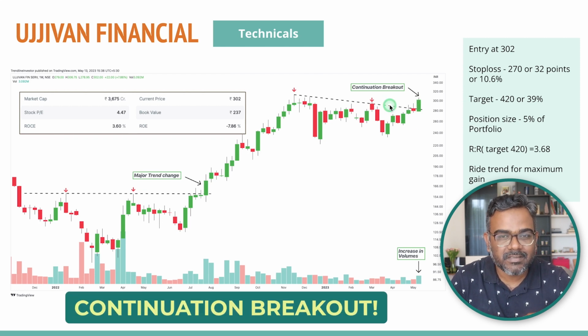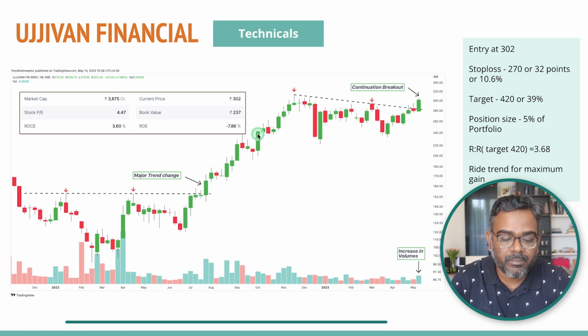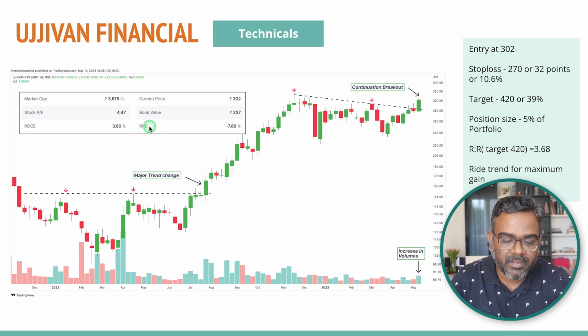Now, continuation breakout is nothing but a stock after a move up, it consolidates, breaks out, again moves up, consolidates and breaks out. Now, the first initial breakout is this, and then after that, every breakout in an uptrend is called the continuation breakout. Now, again, a small cap company, 3,600 crores. ROC is not very great. Again, it's a bank, so the valuations might be completely different.